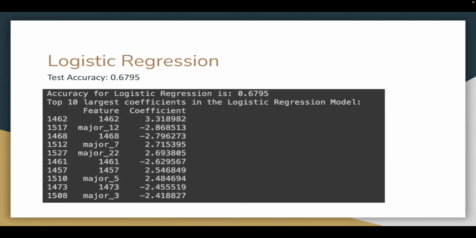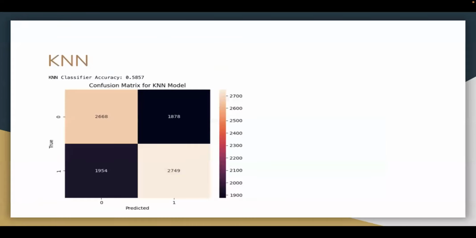We can see the top 10 largest coefficients here are the numbers and the major with the number. The numbers represent the program names or the school names after the one-hot transformation, and the major with different numbers represents the different majors. So from here, we can see that the admission decision basically depends on the programs and the majors.